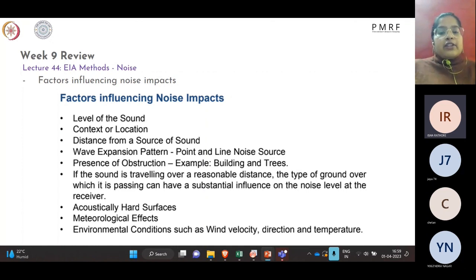If sound is traveling over a reasonable distance, the type of ground over which it is passing can have a substantial influence on the noise level at the receiver, whether there are acoustically hard surfaces present, and whether there are meteorological effects which cause sound to have lesser intensity being felt by the receiver, and environmental conditions like wind velocity, direction, and temperature. So these are factors which affect noise.